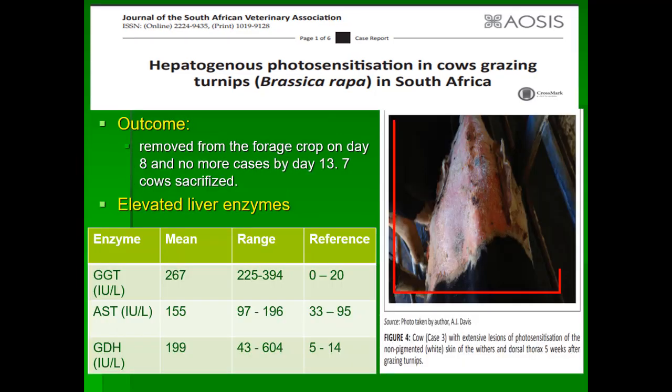Some of the cows had severe sloughing of extensive areas of non-pigmented skin, and they had to be culled on humane grounds. This is what we see on the withers and the dorsal thorax in the image. If we look at some of the liver enzymes, the values were elevated, which is an indication that the photosensitization was secondary to the liver damage. For example, if we look at the first one, GGT, the elevation is more than 10 times above the normal range. And they mentioned that the cows were removed from the forage on day 4, and by day 13, no new cases were seen in the herd.